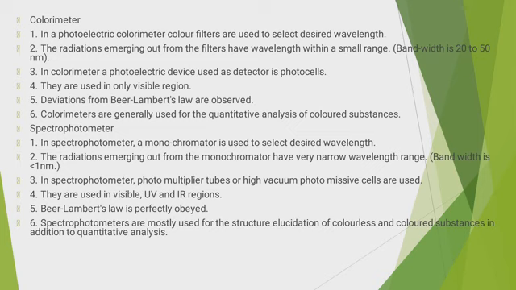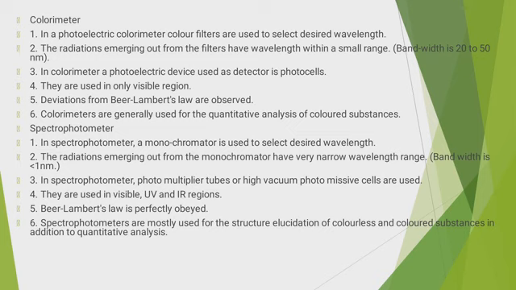And what is the range? It is 400 nanometer to 800 nanometer in the visible region. But in the case of the spectrophotometer, the radiation emerging out from the monochromator has a very narrow wavelength range, bandwidth less than 1 nanometer, and the wavelength range in which we can measure absorbance is 200 nanometer to 800 nanometer, that is UV and visible region. The entire UV and visible region is covered by the spectrophotometer.